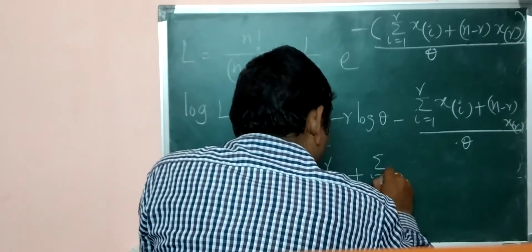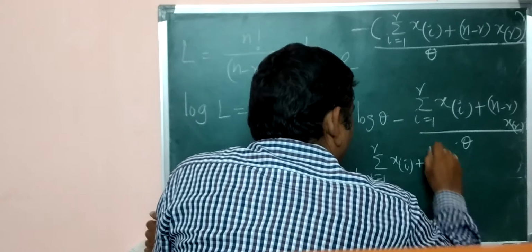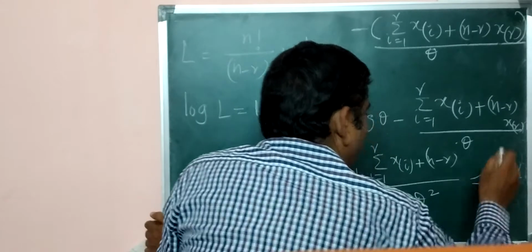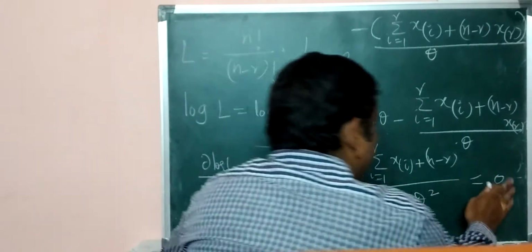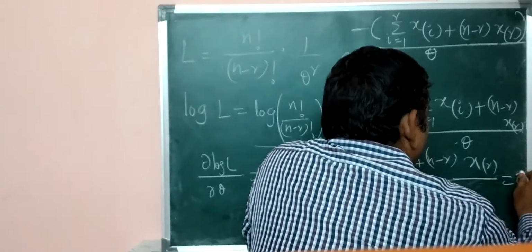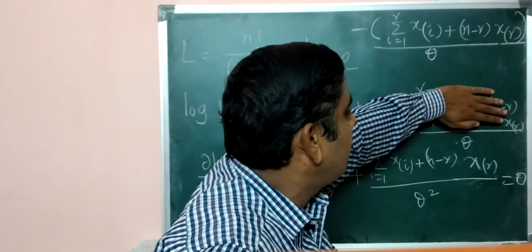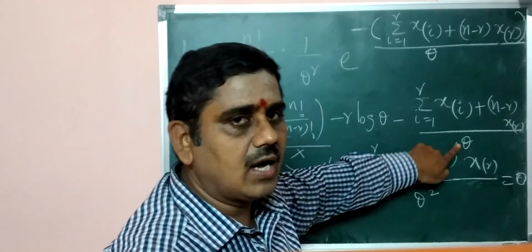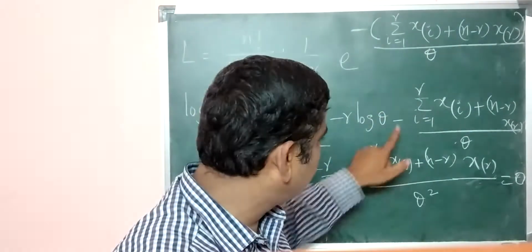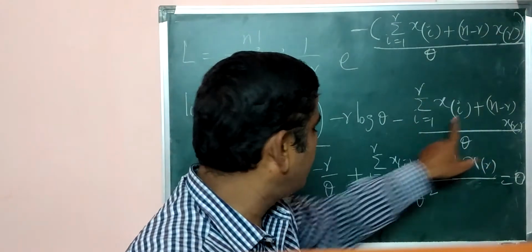Summation i equals 1 to r of xi plus (n minus r) xr divided by theta square, minus of minus plus, equals 0. Right? So this is the term which does not have any particular theta in the denominator; only the term 1 by theta has it. The differentiation of 1 by theta is minus 1 by theta square, so minus of minus gives plus, divided by theta square, multiplied by this constant term.